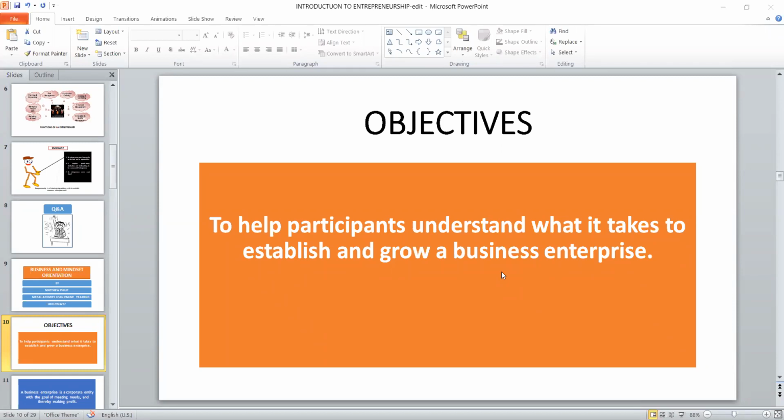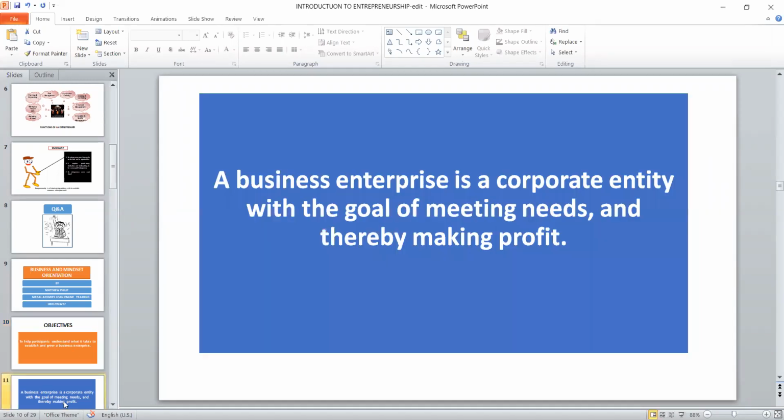So the essence of this session is to help prepare you so that you can understand the future challenges, you can understand the right thing that you're supposed to do, so that once you get this fund, you can use it effectively on your business. And a business enterprise is a corporate entity with the goal of meeting needs and thereby making profit.